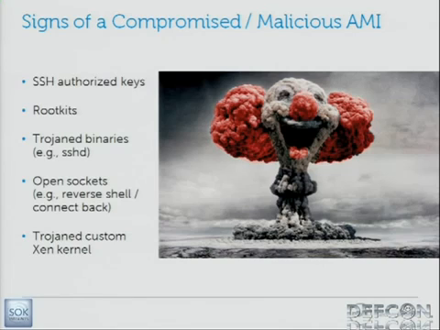And then we tried to do a little bit of looking for signs of a malicious AMI. This is primarily the SSH authorized keys. There's possibilities for rootkits, Trojan binaries, reverse shells, connect-backs, those sorts of things. With the PV-GRUB kernels that they support now, you can run your own kernel on EC2, so you could backdoor the kernel directly if you wanted to.